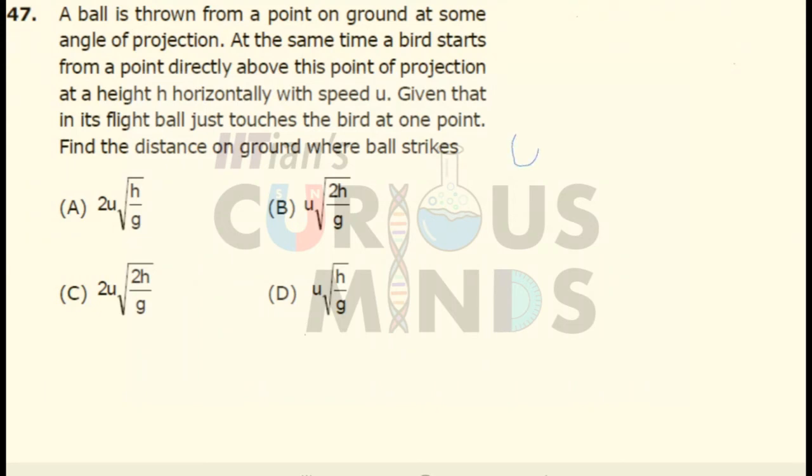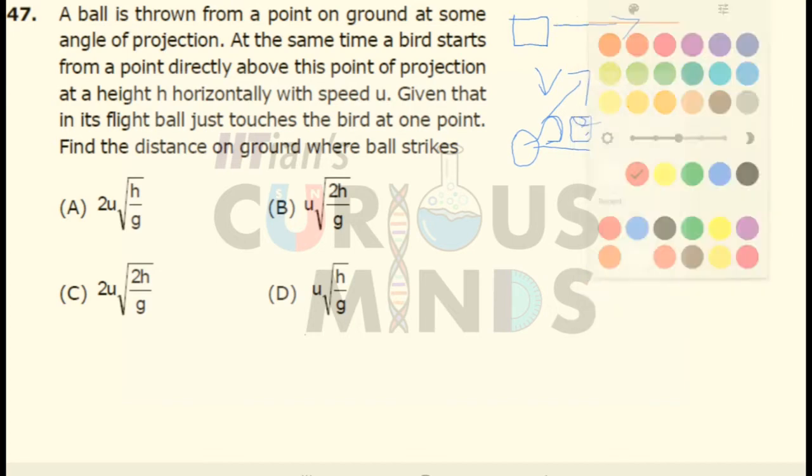Thrown from a point at a ground at some angle, let the angle be equal to theta. Let the angle over here be equal to theta. So the initial velocity of the ball, let it be equal to v. It is thrown at a certain height, making an angle theta.